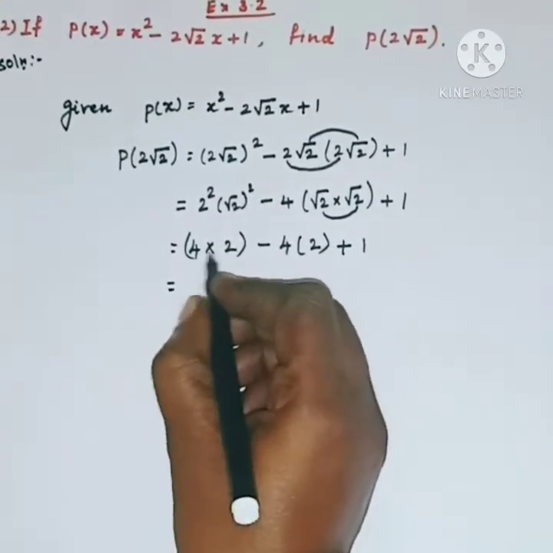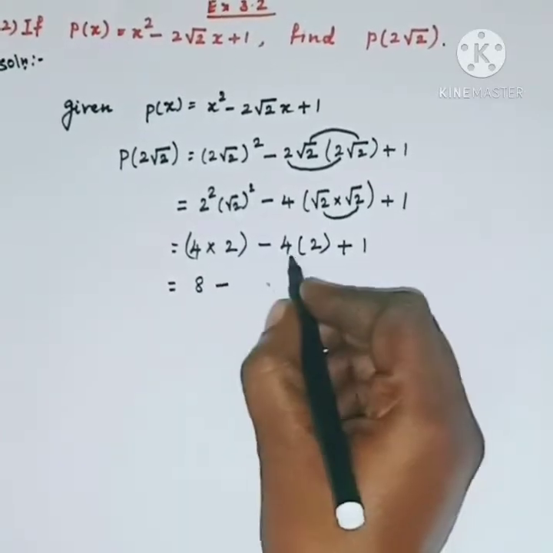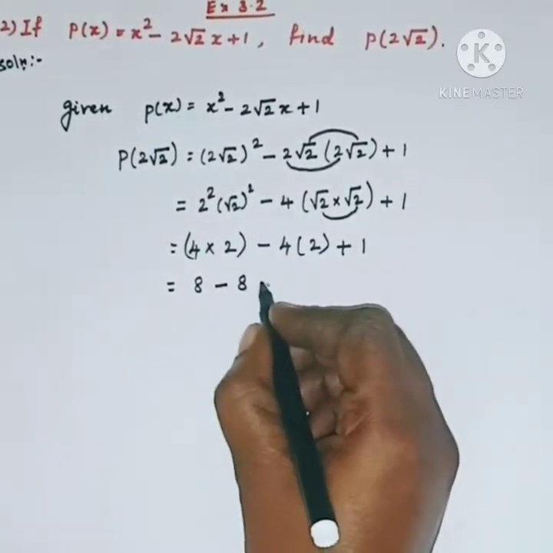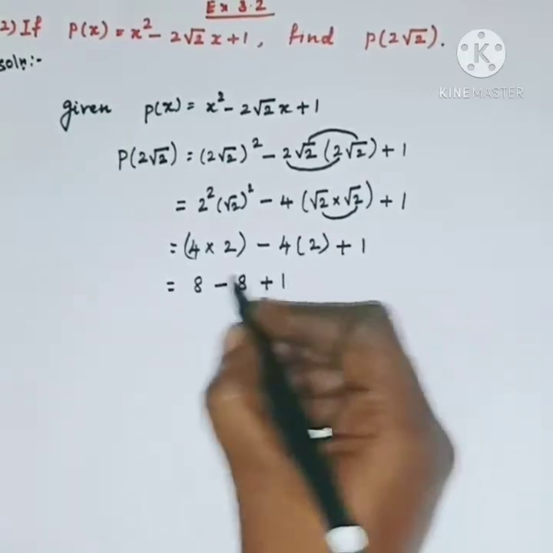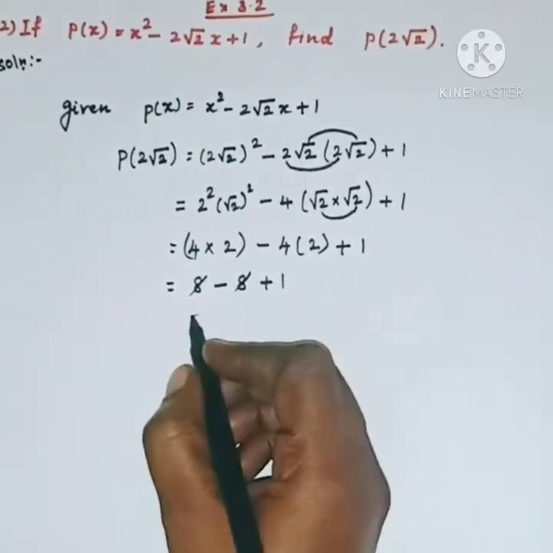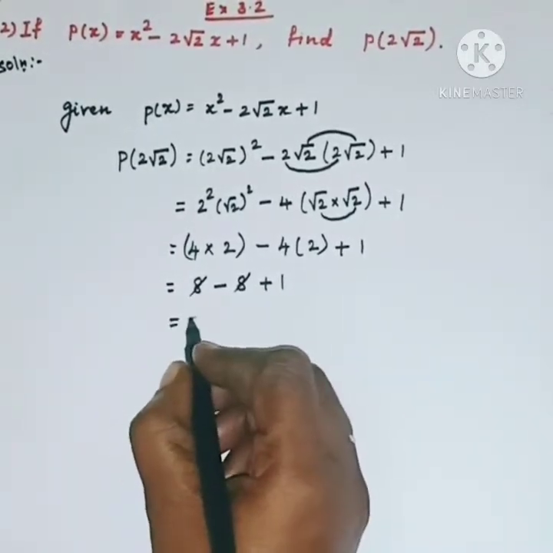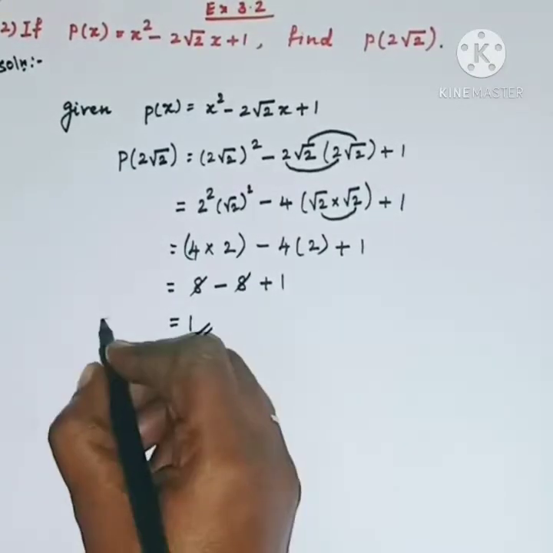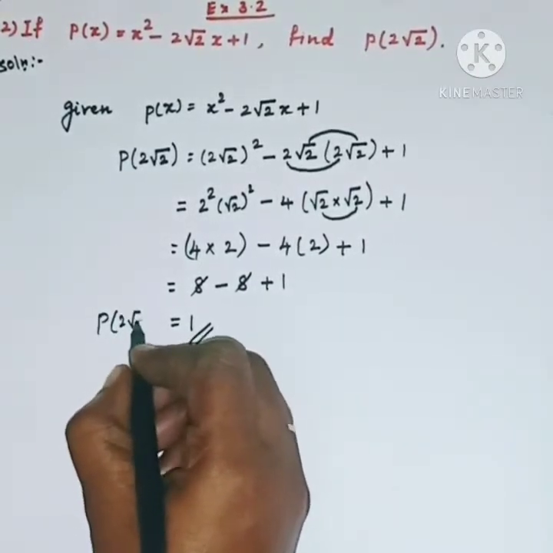Now this is equal to 4 2s are 8 minus 4 2s are 8 plus 1. So plus 8 minus 8 cancelled. Now the answer is 1. This is the answer for p of 2 root 2.